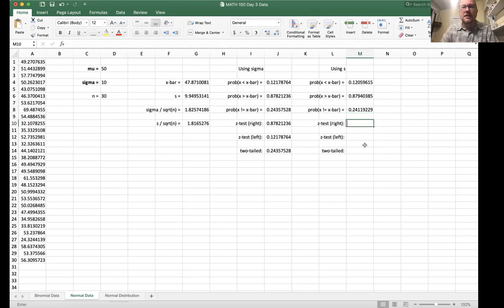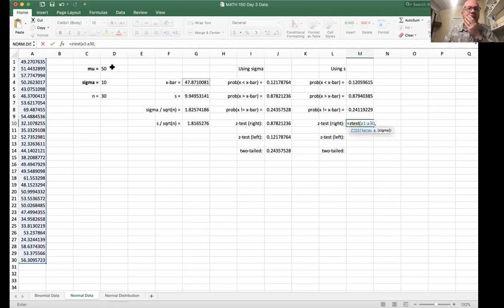Likewise, we can come in here and say equals z-test parentheses. Now the array that we talk about is going to be the A1 colon A30, whatever it was that you were working with. And then the x that appears in it, you're going to get with the 50, right? I should look back and make sure that I got the right thing there.